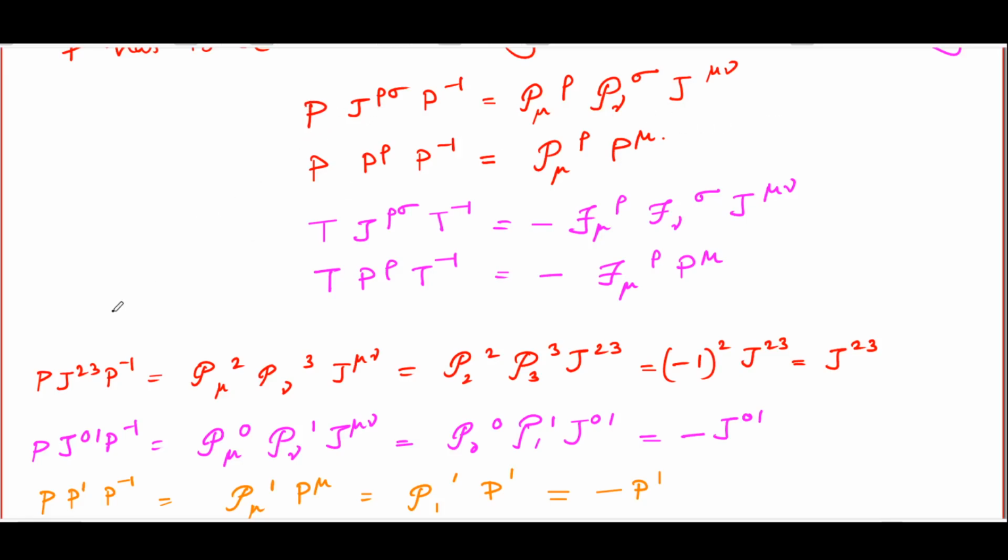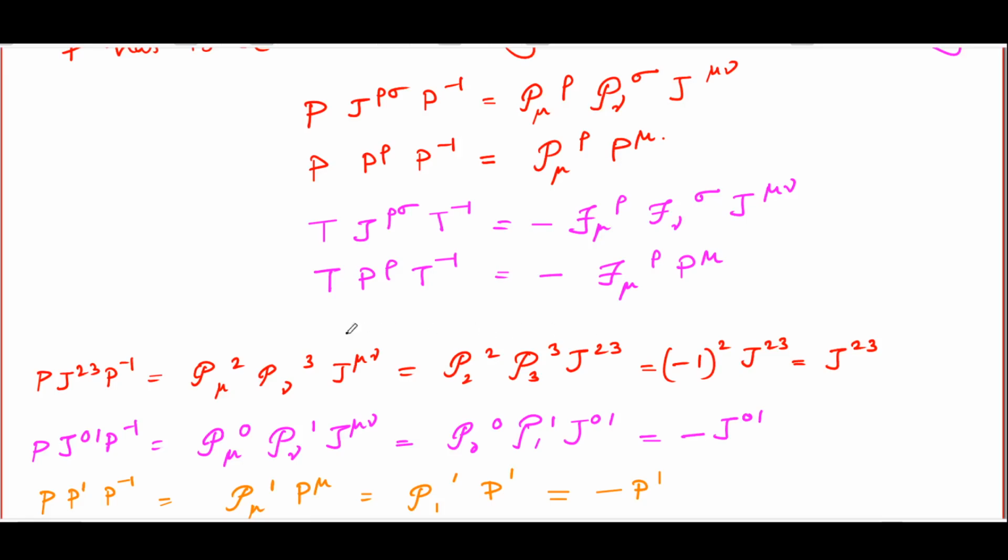So from this equation, P J23 P inverse will simply be curly P mu 2, curly P nu 3, J mu nu, sum over mu and nu, of course. Once again, the fact that curly P happens to be a diagonal matrix makes this expression a lot simpler than it usually is. The only non-zero term of the sum will be curly P 22, curly P 33, J23. Now curly P22 and curly P33 are both minus 1, so you get 2 minus 1 factors, but 2 minuses make a plus. As a result, this is exactly equal to J23.